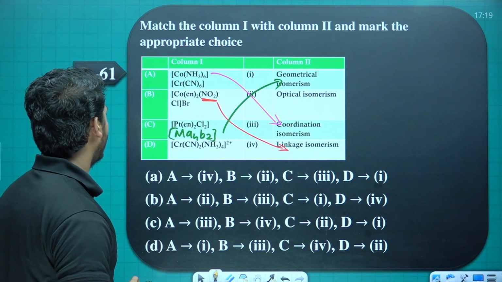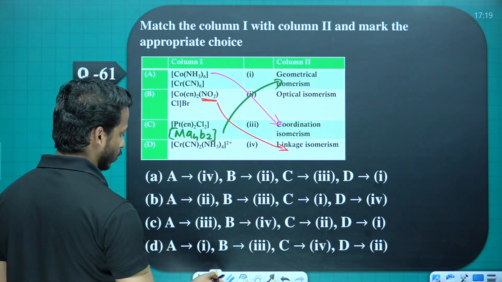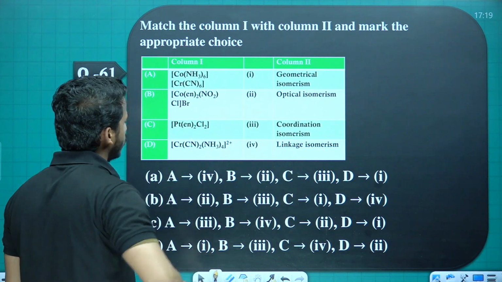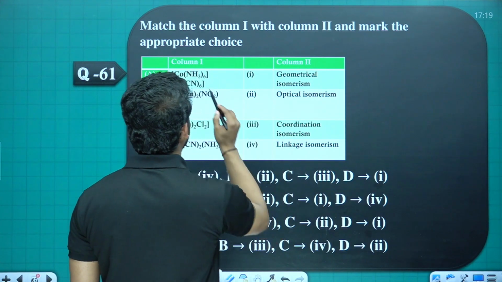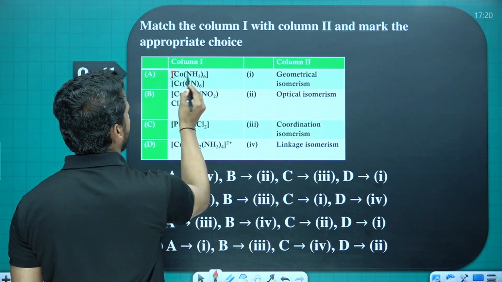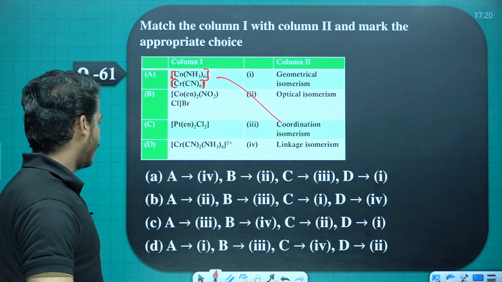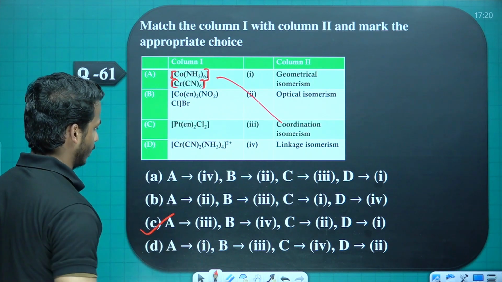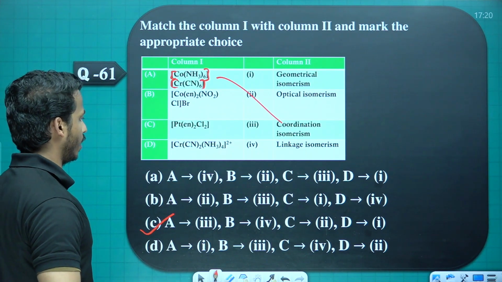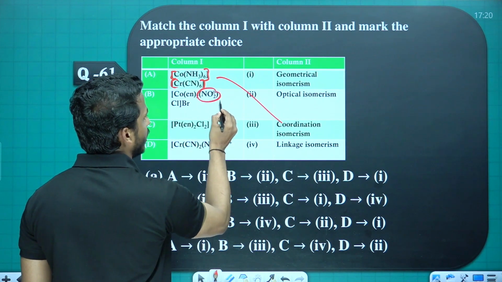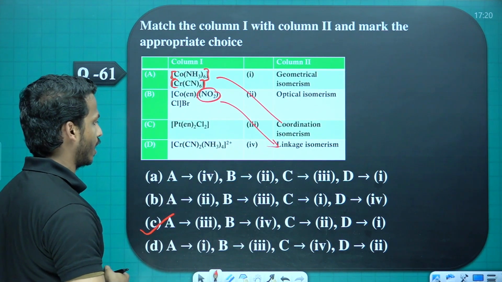Okay, then wait all of you. Then we have to make some rearrangement here. Not matching. So A we can definitely match with coordination isomerism because two coordination spheres are given here. That is coordination. I think only one option is given, C. A is matching with the third one. Then B they said with the fourth one. Okay, NO2 is there, so linkage isomerism, that's also correct.